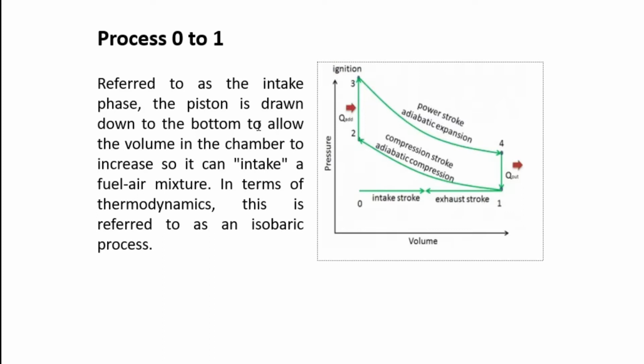First, coming towards the process 0 to 1. The process 0 to 1 is referred to as the intake phase, because here the piston is first drawn down to the bottom, which allows the volume in the chamber to increase so that it can take in the fuel and air mixture. And then in terms of thermodynamics, we call this process an isobaric process.